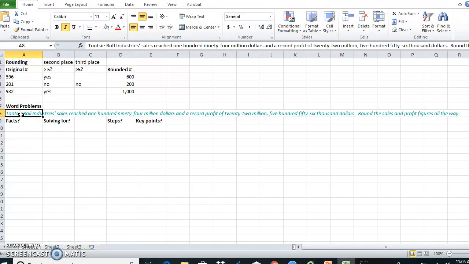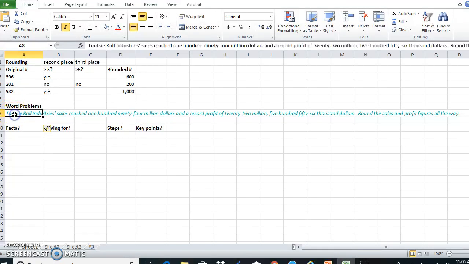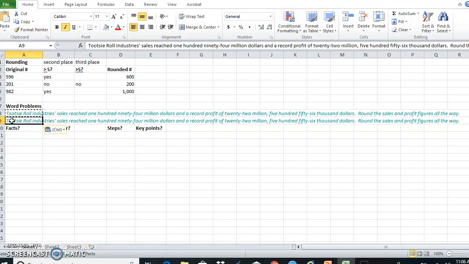So this word problem I took directly from slide 10 of your lecture slides. And let's look at it and figure out what's important, what the facts are, what we need to solve for, what the steps are in solving, and what the key points are. And we can even just get rid of the things that aren't important. For instance, I'm going to copy it. Okay, so now let's just get rid of the things that are not important.